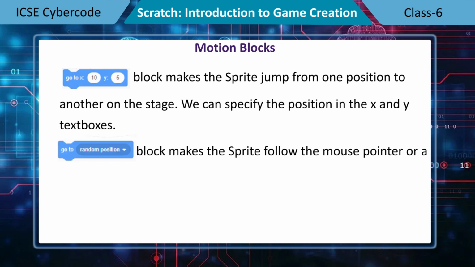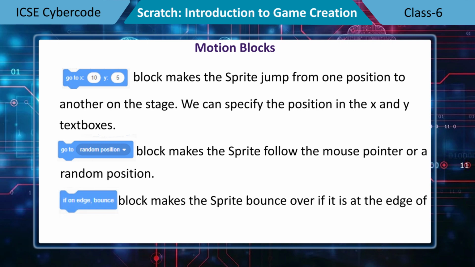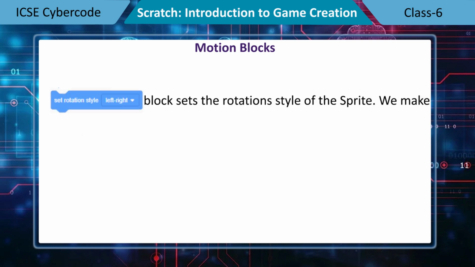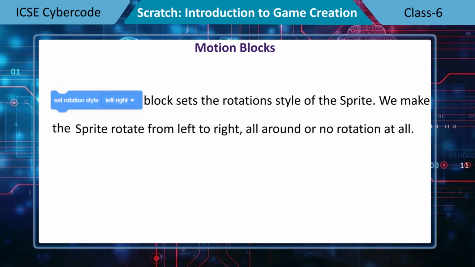Go to random position block makes the sprite follow the mouse pointer or a random position. If on edge bounce block makes the sprite bounce over if it is at the edge of the screen. Set rotation style left right block sets the rotation style of the sprite. We make the sprite rotate from left to right, all around or no rotation at all.